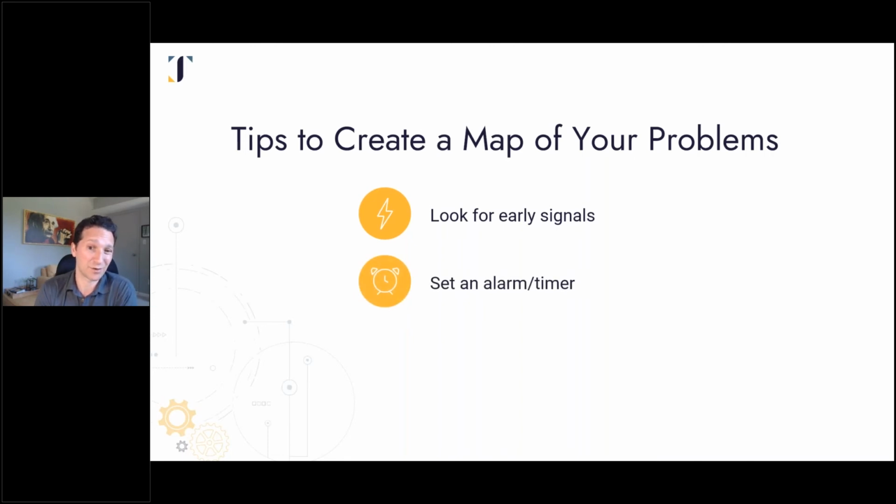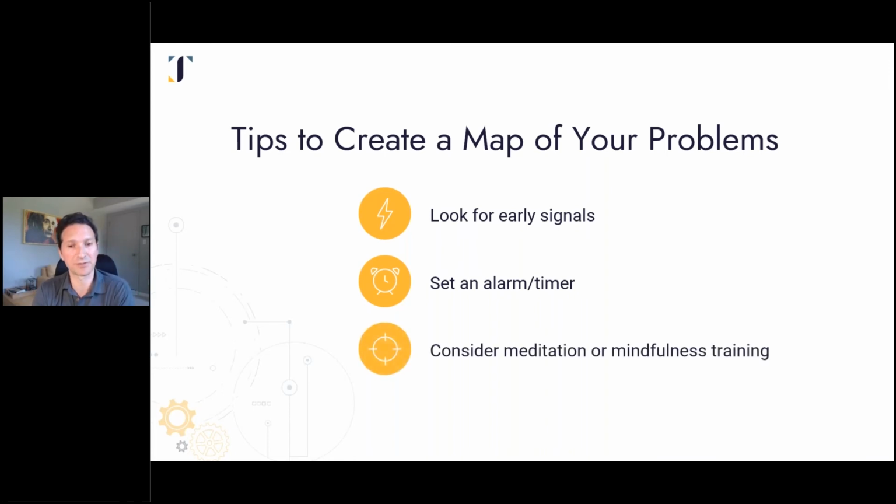Set a timer or an alarm to go off at some frequency. So every half hour, every hour, the alarm goes off and you just write down what's going on in your head, write down what's going on recently, maybe evaluate some of the trades or the positions you have on and, again, see what sort of volatility is there. Consider meditation or mindfulness training.